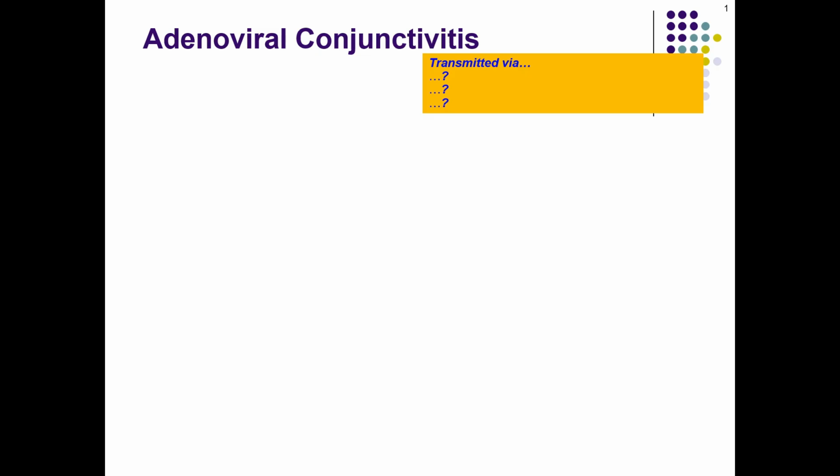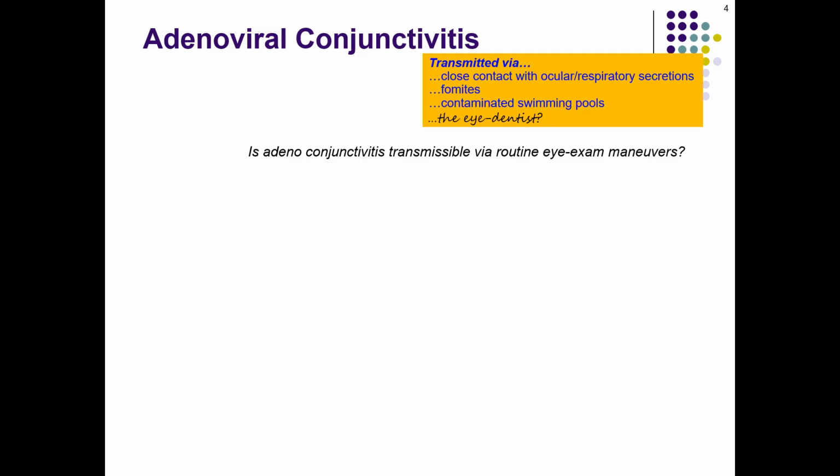About adenoviral conjunctivitis, it is transmitted through three ways. Do you remember them? It's transmitted via close contact with ocular or respiratory secretions, fomites, and contaminated swimming pools. So you need to know the transmission ways of adenoviral conjunctivitis. And don't forget the eye dentist. What does this mean? Is adenovirus conjunctivitis transmissible via routine eye exam maneuvers? Yes, most commonly through the applanation tonometer and drop instillation.